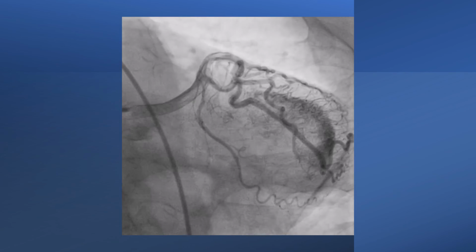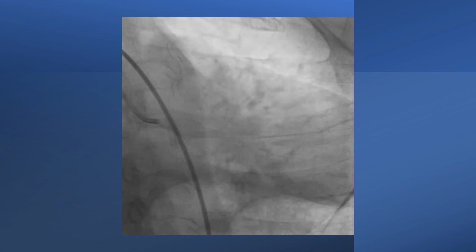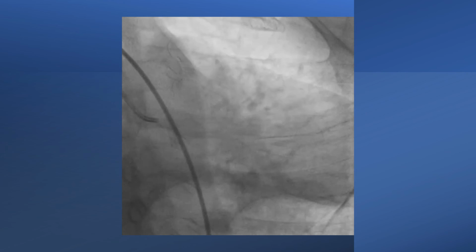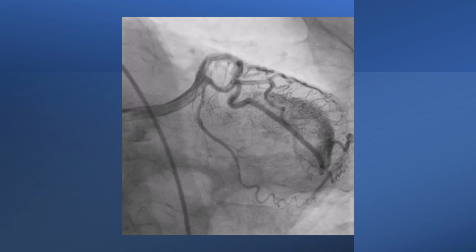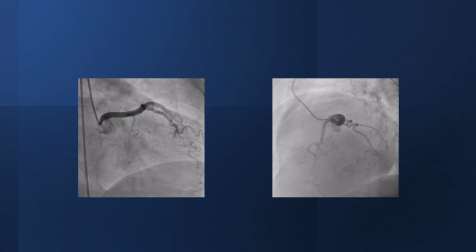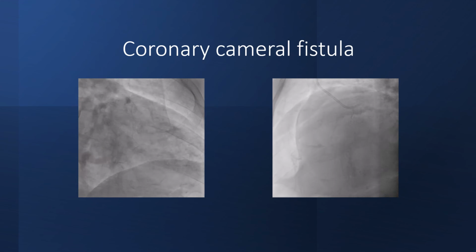Sometimes we do not need a catheter to be passed into the LV to do the LV angiogram. In this case, doing a coronary angiography opacifies the left ventricle. Here is the RAO view in the same patient, and this is the LAO view. It shows good contractility, and this is what is called a coronary cameral fistula.